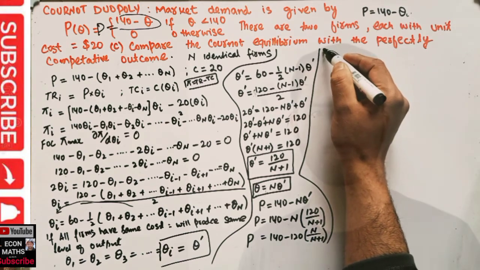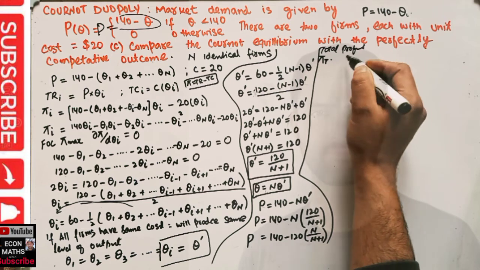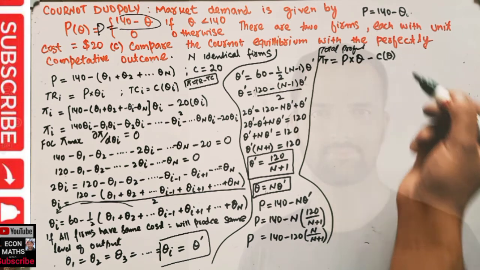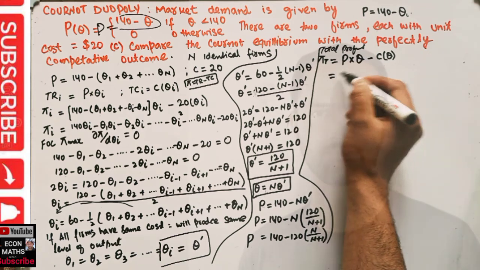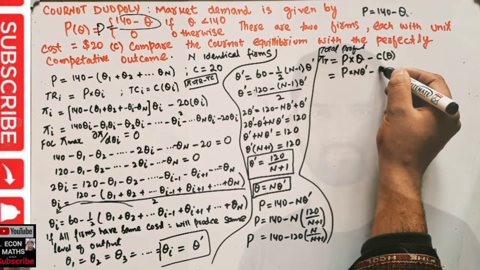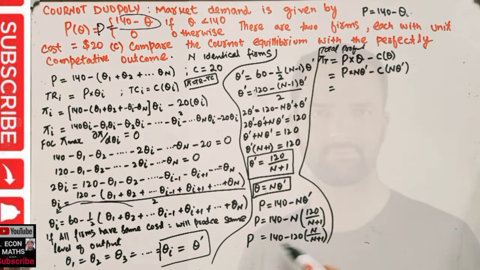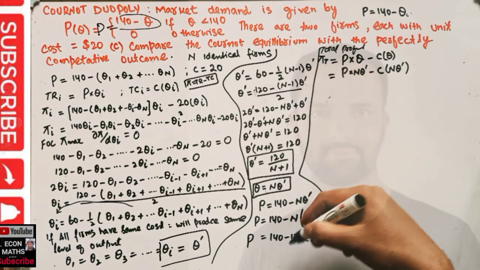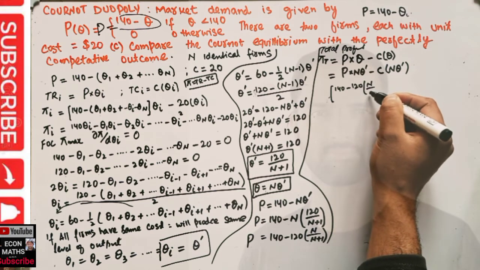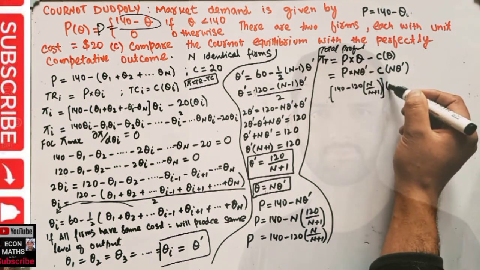Now total profit will be equal to, what will be the total profit? Total profit is equal to, let us say, pi subscript t denotes total profit, is equal to simply price into quantity minus c into q, marginal cost into the quantity produced, and this comes out to be p into q. So we have p, and in place of q, we have nq dash. So I will write here nq dash minus c, and in place of q, we have nq dash. Now just plug in place of p this very function. So I will write here 140 minus 120n upon n plus 1. Okay, so this is p, then we have n, then we have q dash.